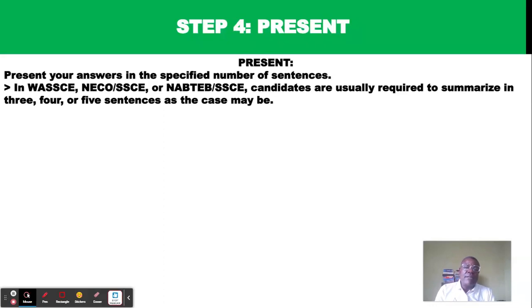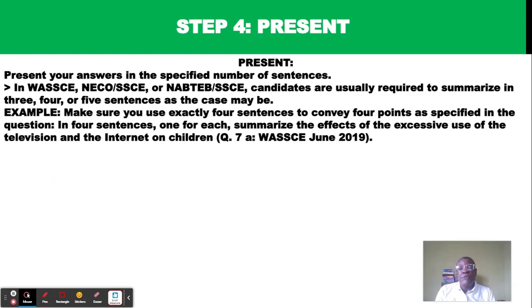In West African Senior School Certificate Examination, National Examinations Council, which is NECO, Senior School Certificate Examination, or NABTEB, candidates are usually required to summarize in 3, 4, or 5 sentences as the case may be. Now, for example, make sure you use exactly 4 sentences to convey 4 points as specified in the question.